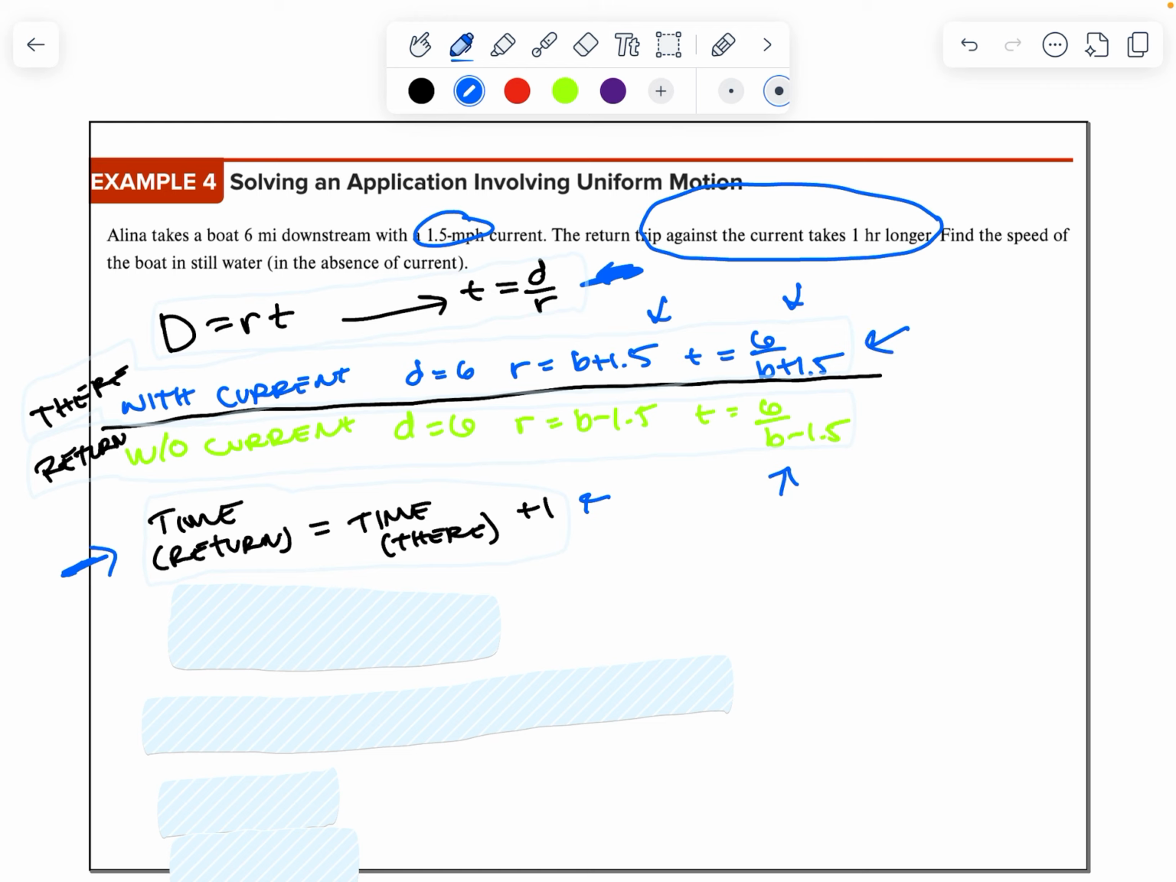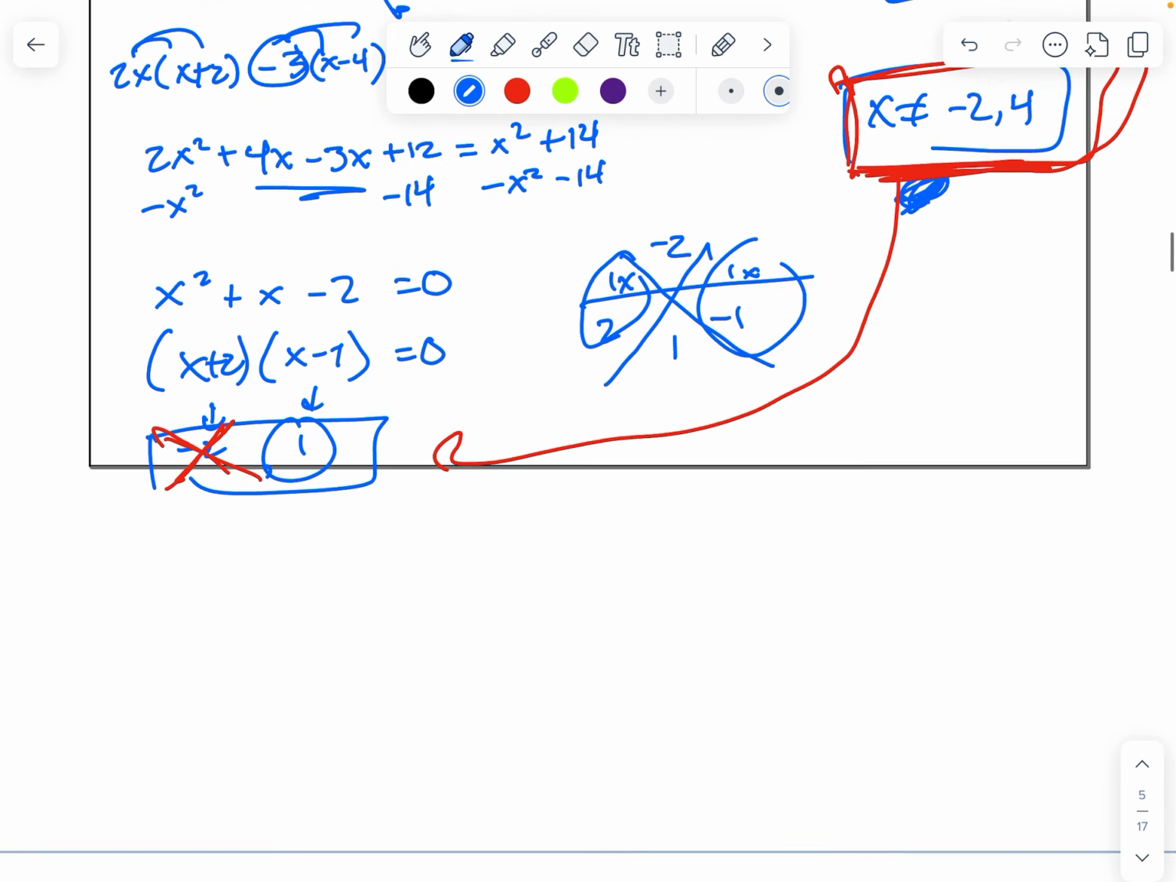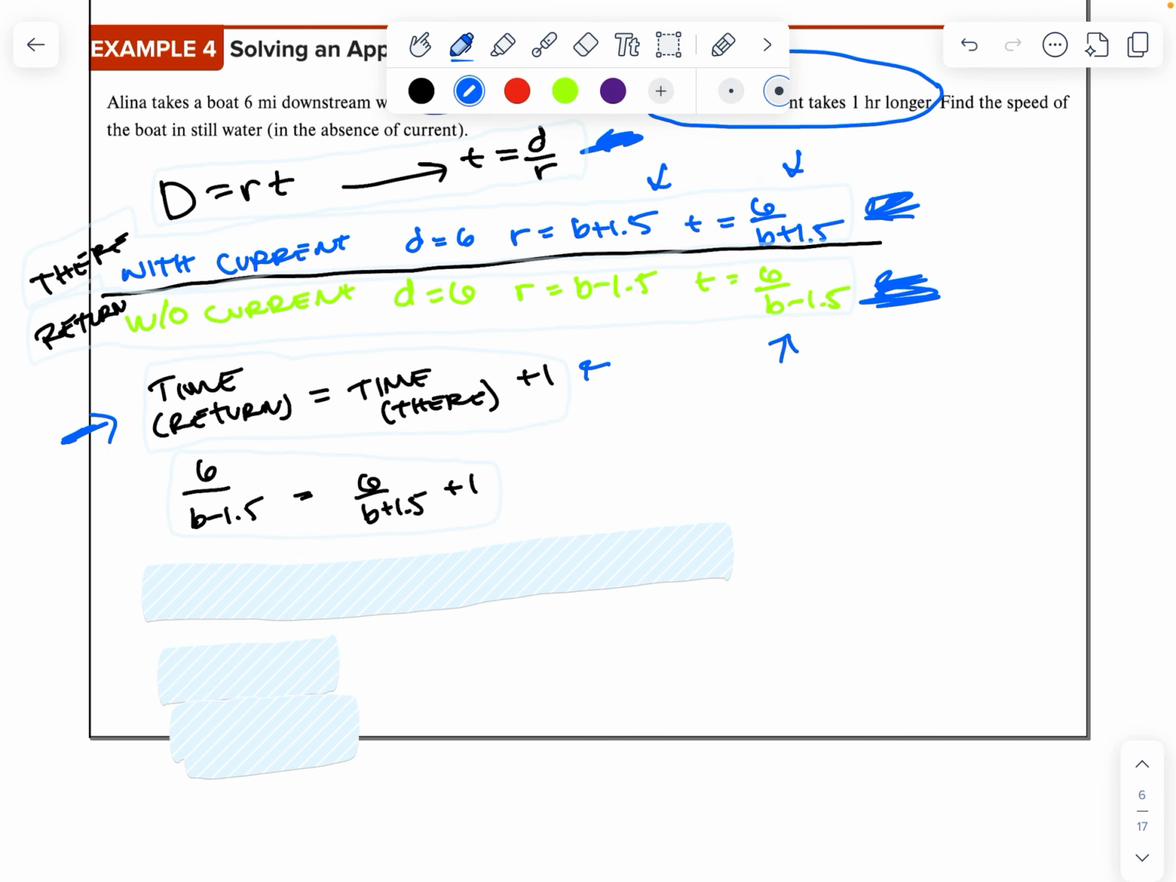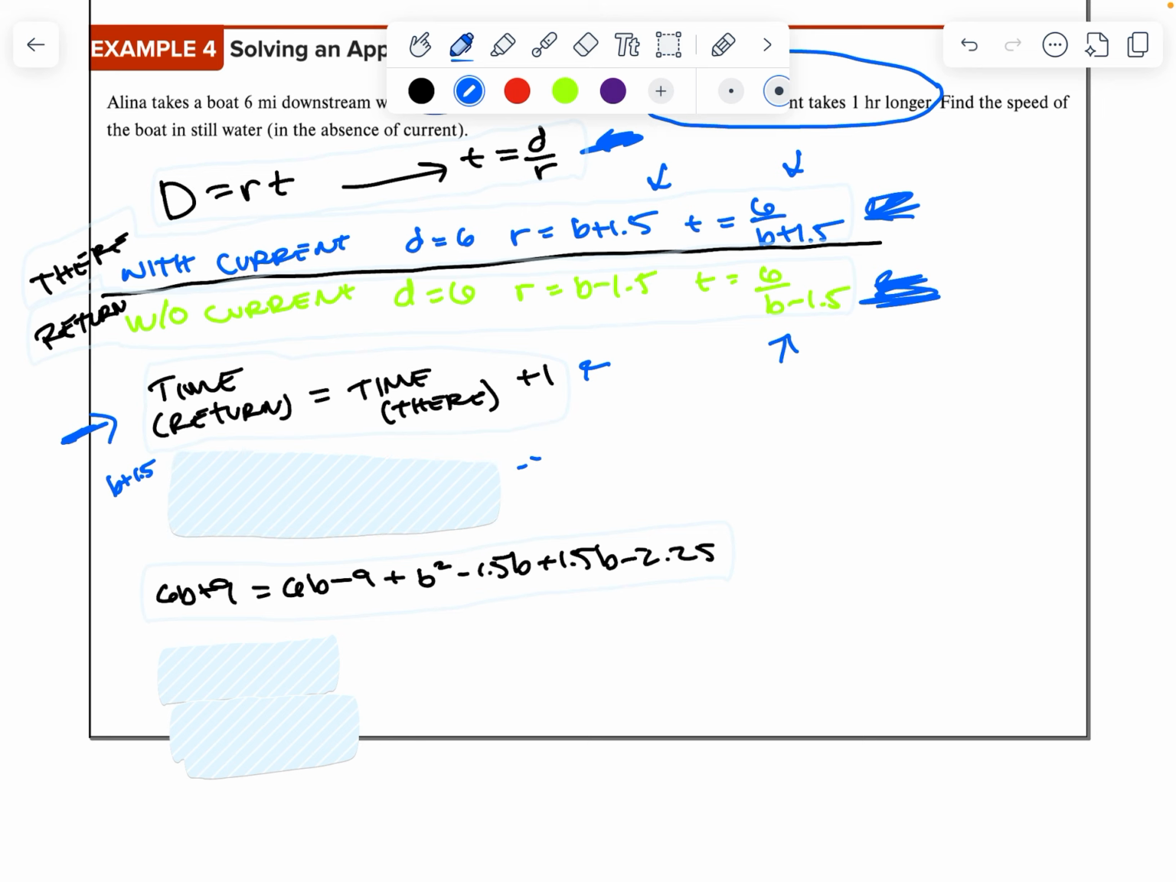I can substitute in the t values that I have here, right? So the time in the return, that's here. The time there, that's here. And then I'm going to solve it just like I solved the one on the last page, right? Trying to get rid of the fractions first, so we can multiply by b minus 1.5 and b plus 1.5 in each place. You end up with something that looks like this. B plus 1.5 after you get rid of the piece you don't need. B minus 1.5 when you get rid of the piece you don't need. You need both here, b minus 1.5 and b plus 1.5.